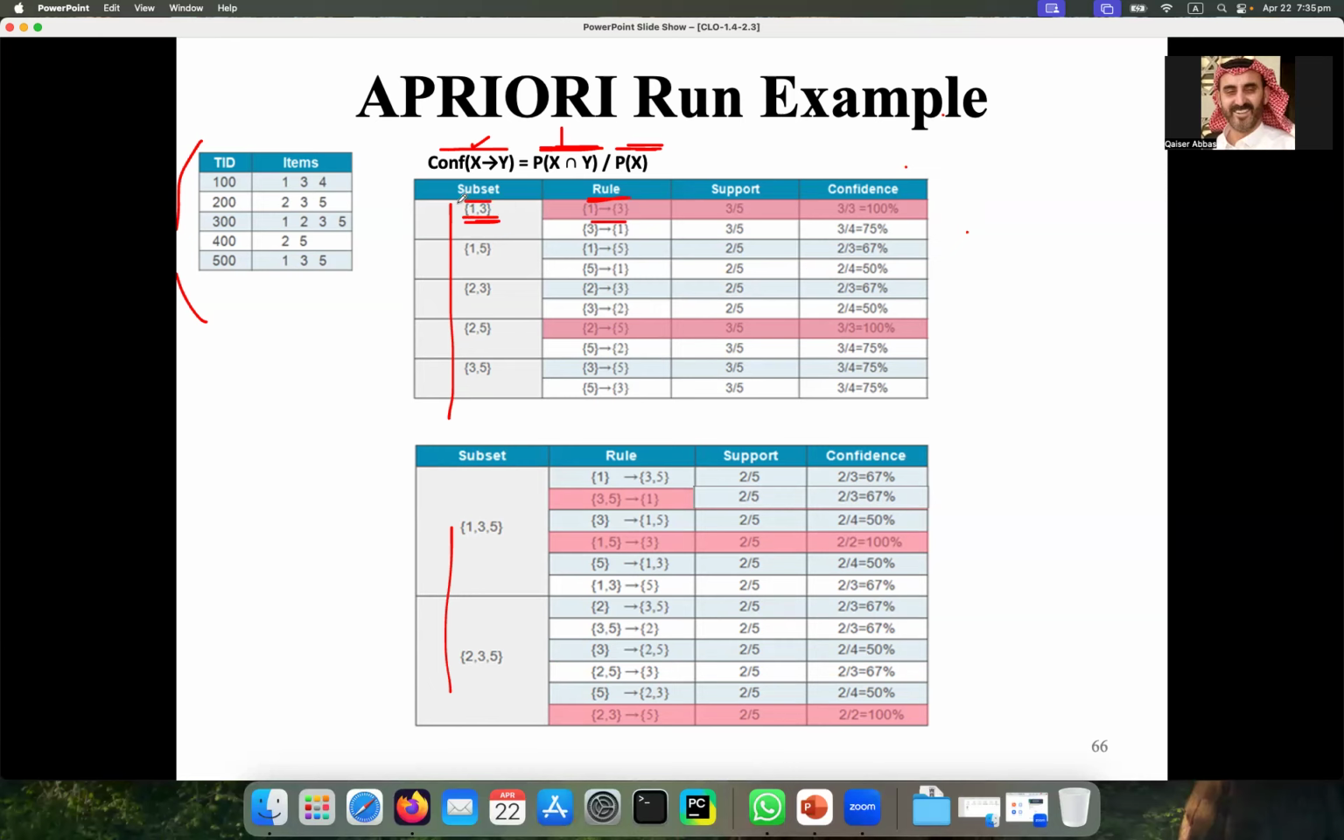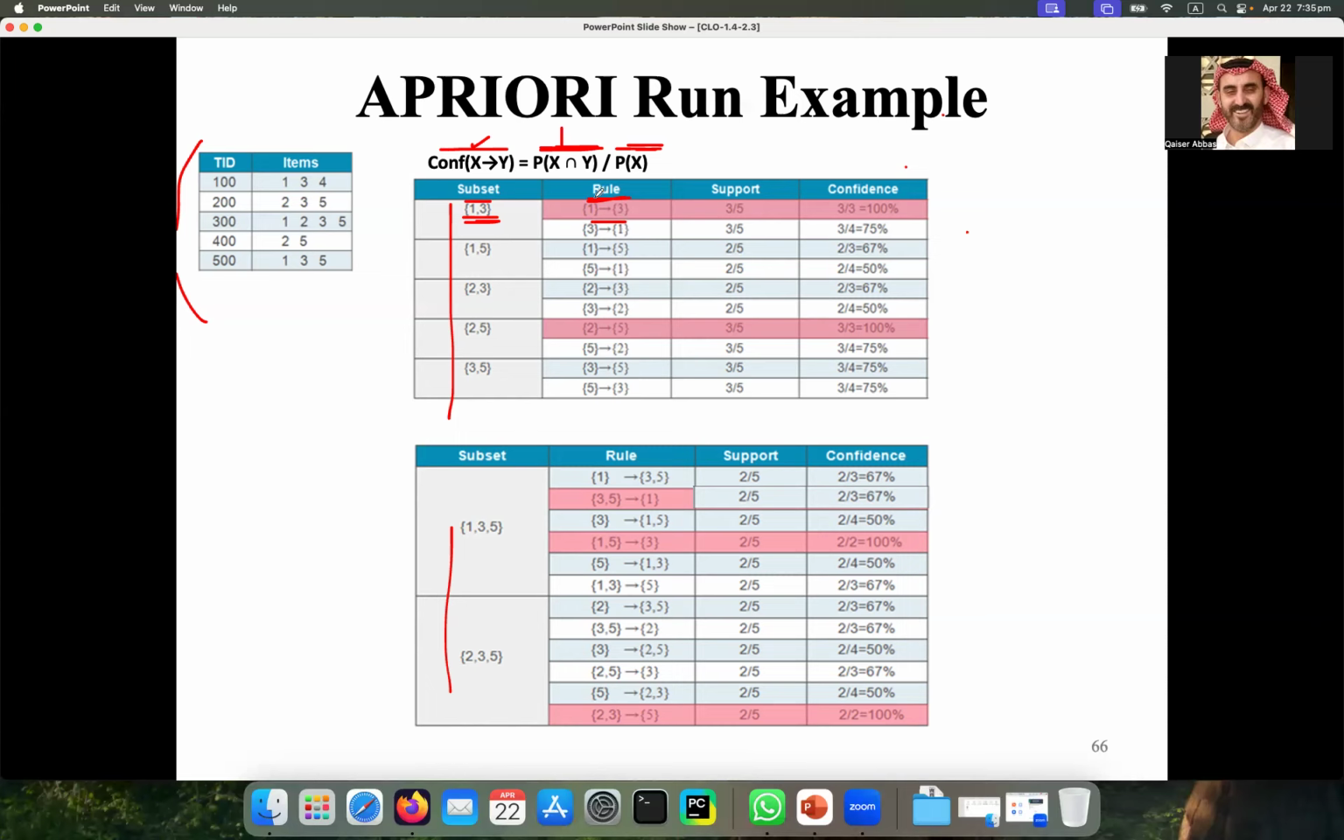So then what would be the rule? 1 to 3 or 3 to 1. It has the same meaning. But when you calculate support and confidence, at some point their values will be different. So that's why you are considering all the possibilities.